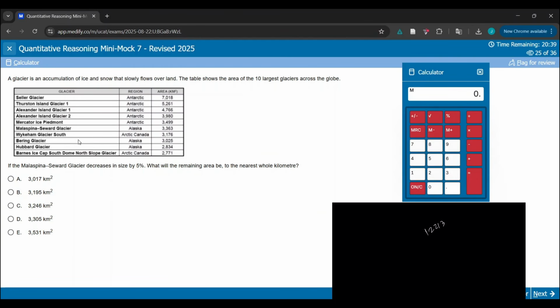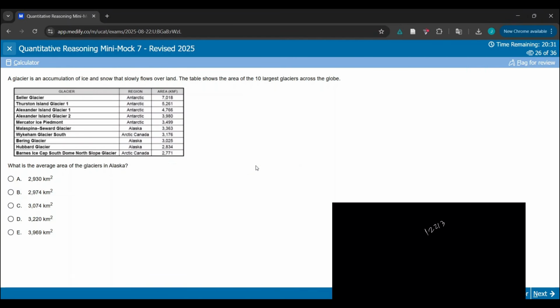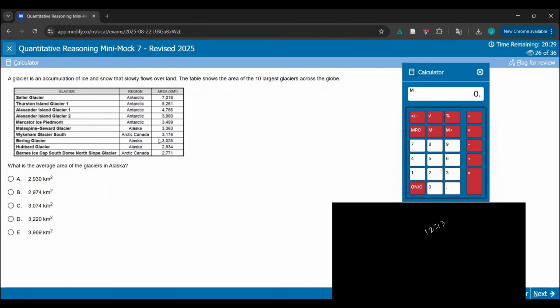If the Malaspina Sea Glacier decreases size by 5%, what will the remaining area be? 365 times 0.95, 3194. Okay, what's the average area of the glaciers in Alaska? 3366 plus 3025 plus 2834. Those are the only Alaskan ones, right? 3074 kilometers squared. Total area of what percentage of the largest 10 glaciers cover?